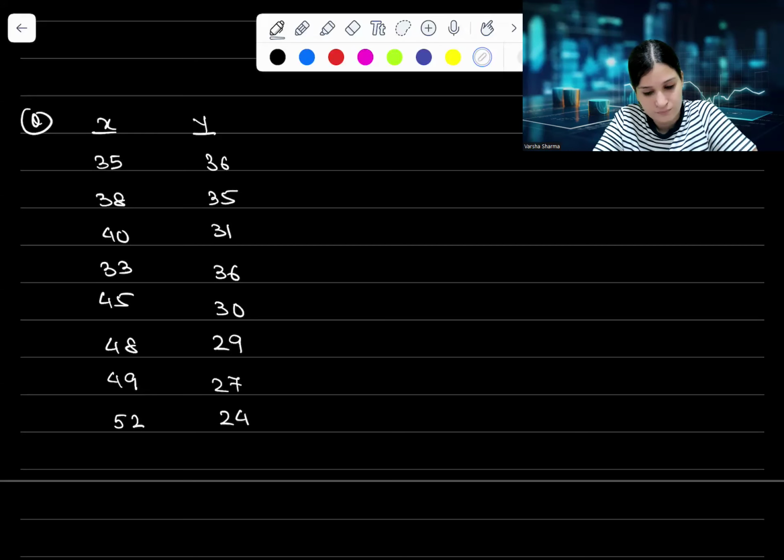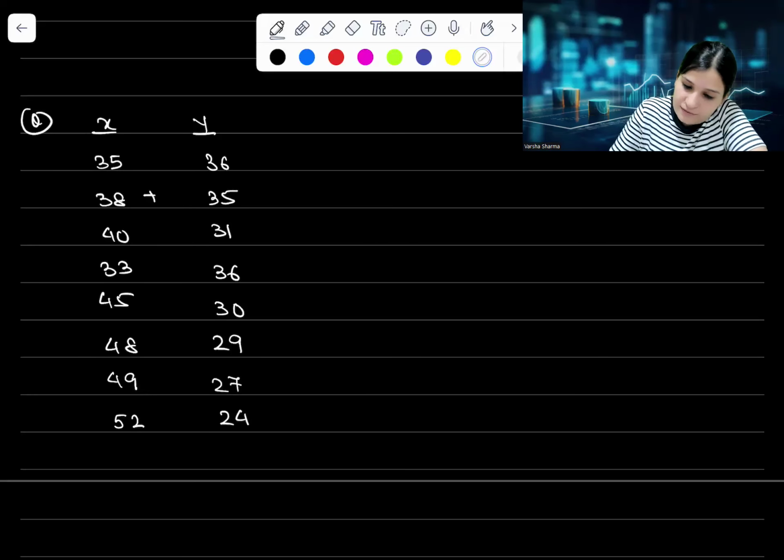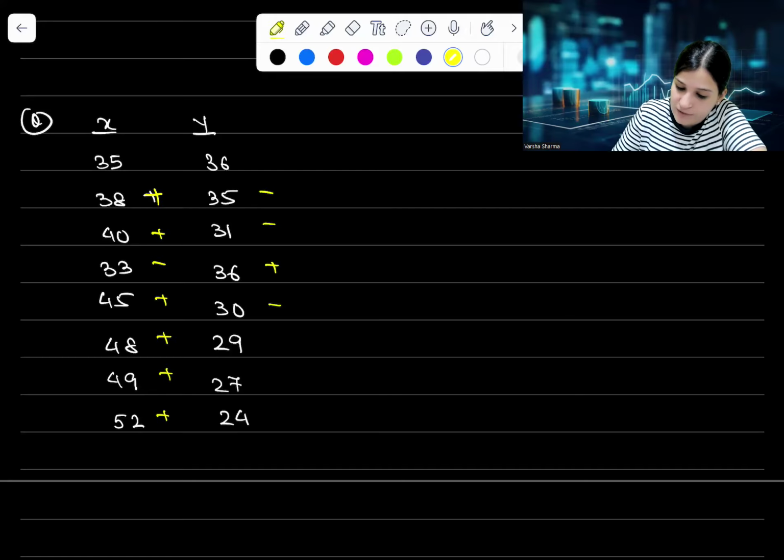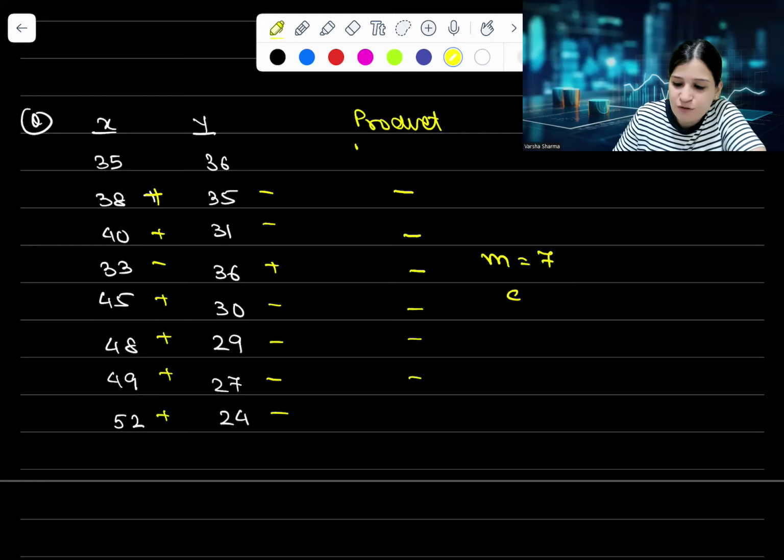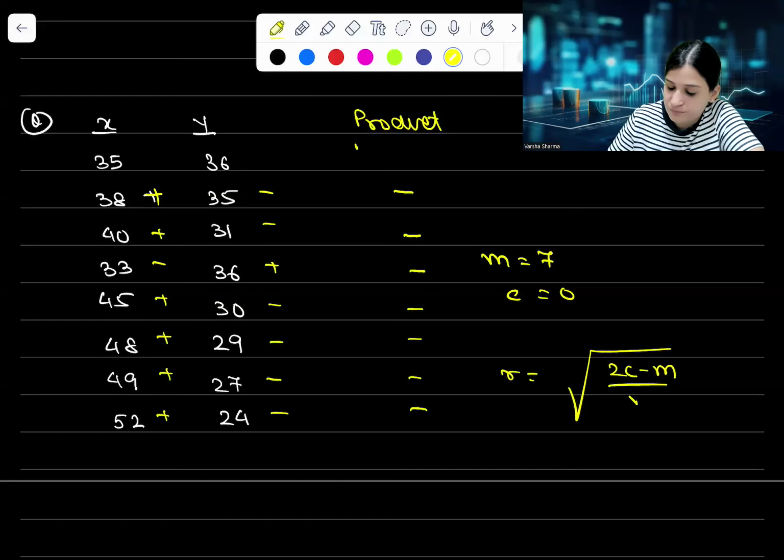Ma'am, is it minus 1? Yes, ma'am. Okay, minus 1. Let's see. The signs for X are plus, plus, minus, plus, plus, plus, plus. For Y, minus, minus, plus, minus, minus, minus, minus. So M is 7, and in the product column, C is 0. Yes, ma'am. Under root 9, so minus 1.